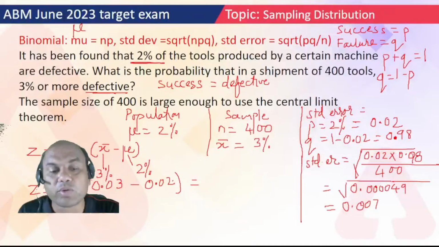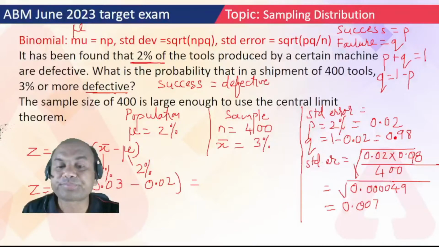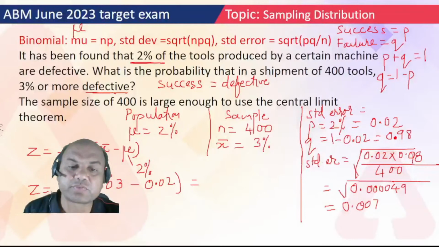Now, is the problem over? No. We want probability. Where is the probability? Now comes the real catch. Whenever you have this Z value, using this Z value, you can get the probability from the probability distribution table. Now, this table will be given to you in the exam.